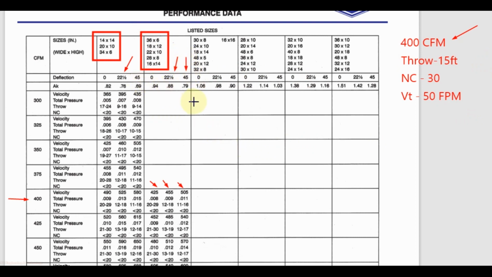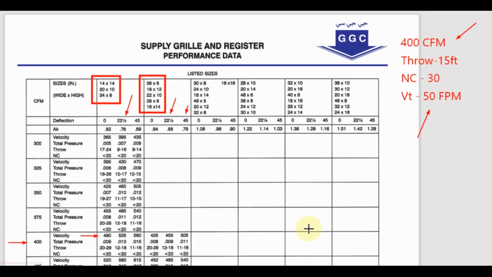As per your architectural requirement you can see which size matches. You can select any of these. So in this way you can select a grill for any CFM. You need to check the neck velocity from here, throw and NC value. But when you order the grill you must mention the degree of deflection on which you have selected.